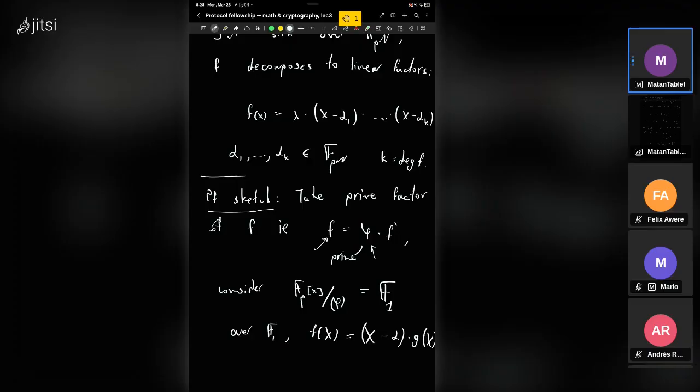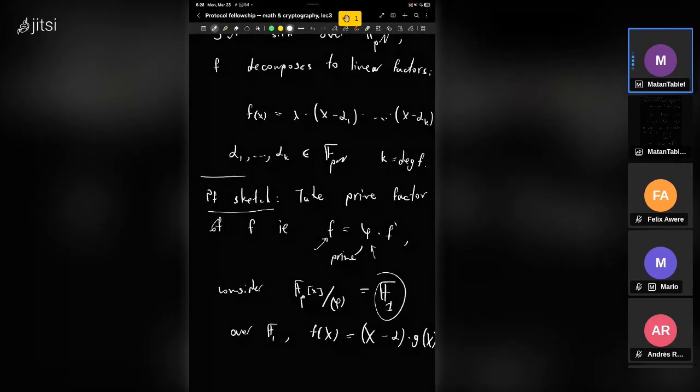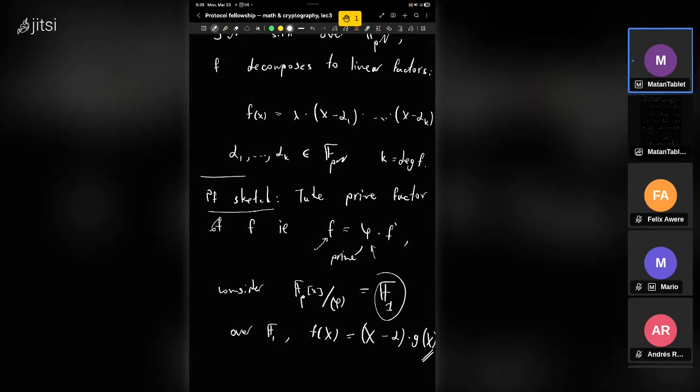And now you repeat. Now g, you take a prime factor of g, and you extend the field F1 into a field F2. And then g will have a root in this field F2 and so on. So this process terminates because the degree of the polynomial is finite. And by that, you are able to extend the field up to a level where all the roots of the original polynomial exist in the extension.